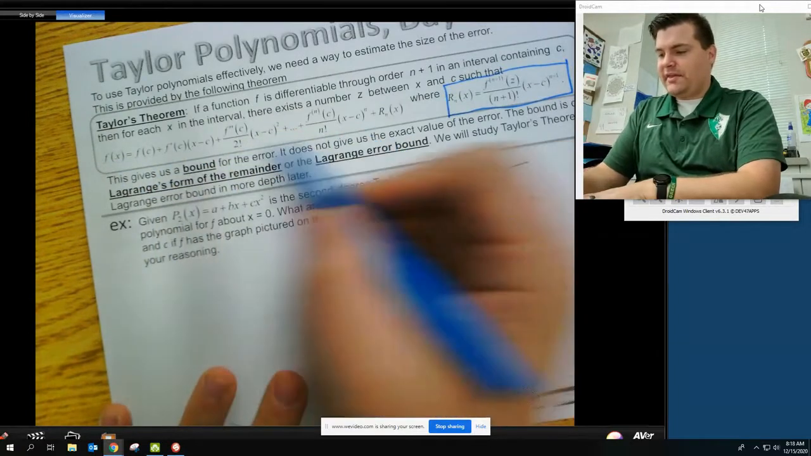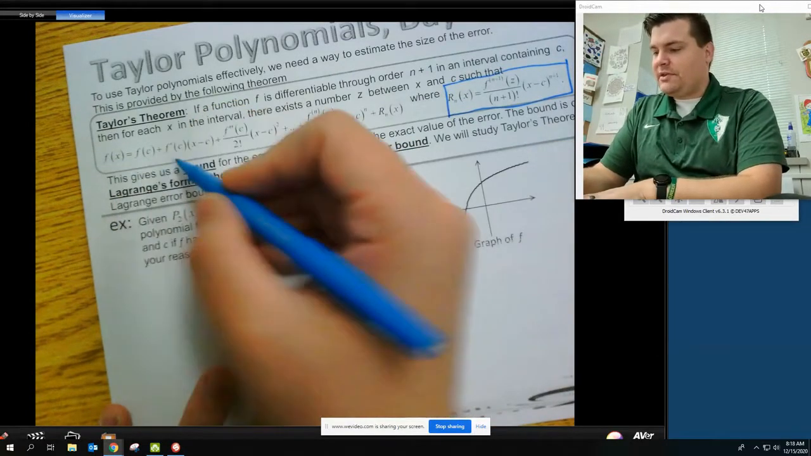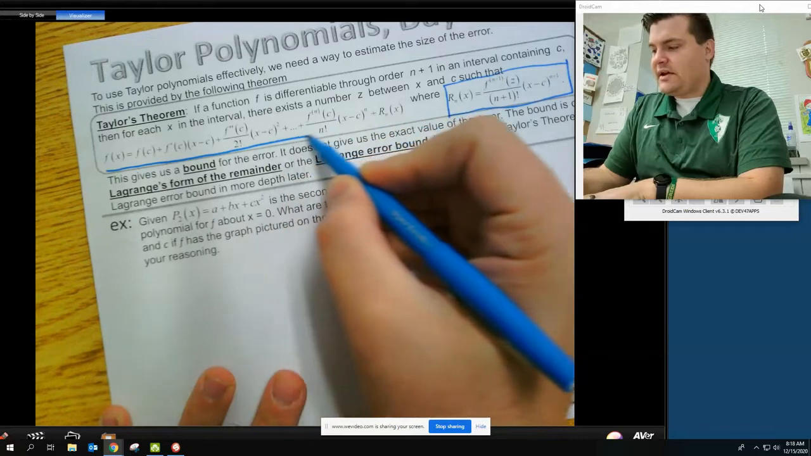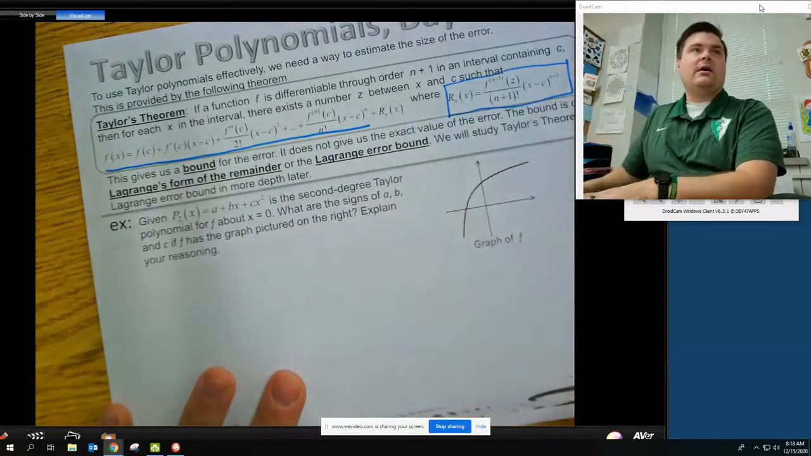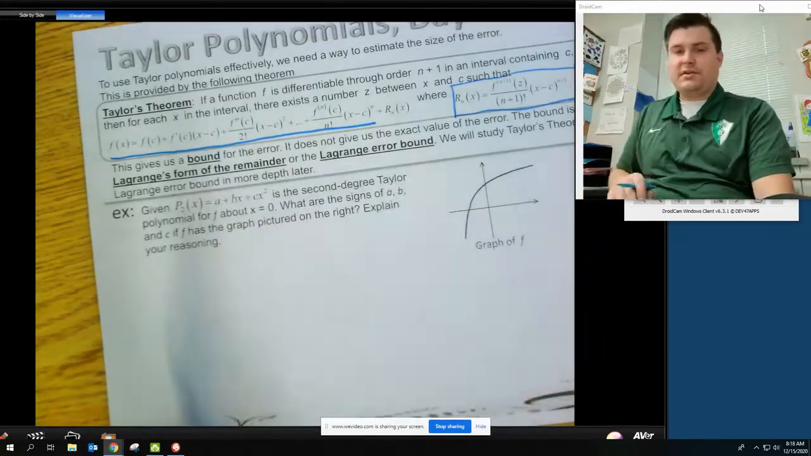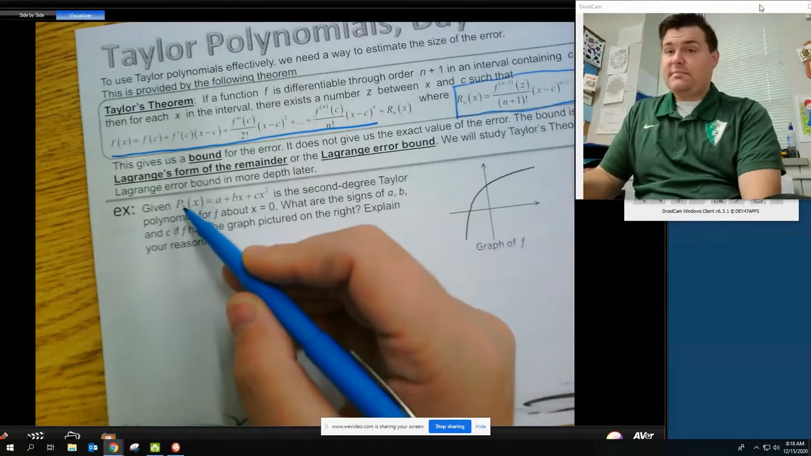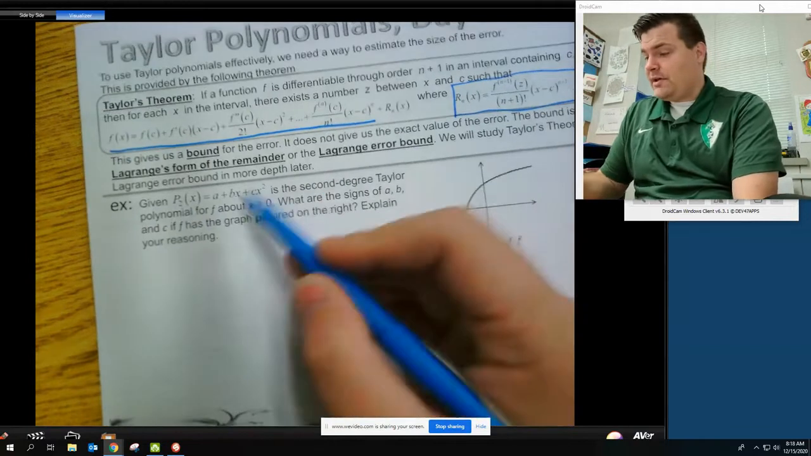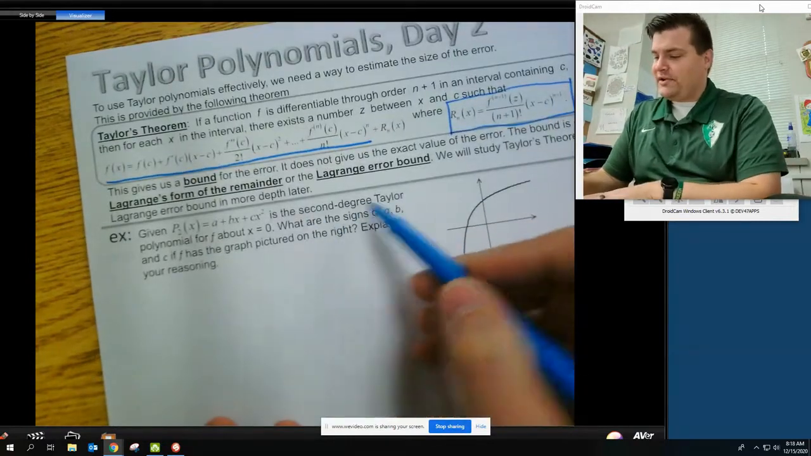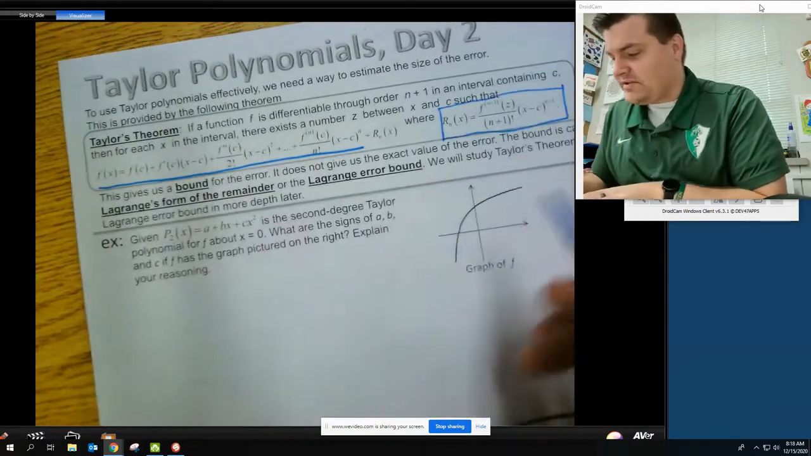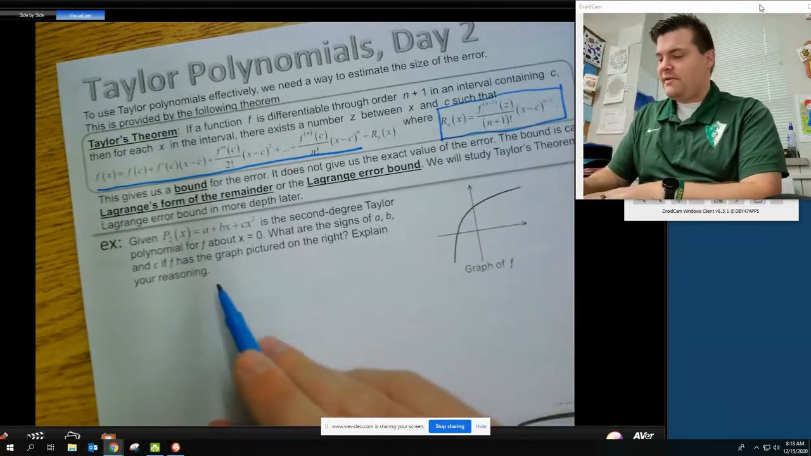part. I know this is part of the theorem, but this is the formula that we did use on the first day to kind of rewrite. I'm going to ignore the R, the remainder portion of it. Everything underlined in blue, we should know. So given a second degree, that's what that P sub 2 means, second degree polynomial, and here, look, it even tells us that, Taylor polynomial about x equals 1. What are the signs of A, B, and C of the graph pictured to the right?